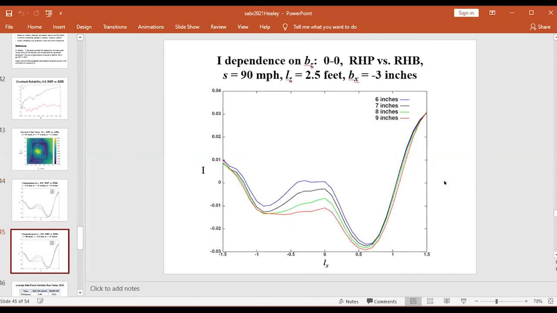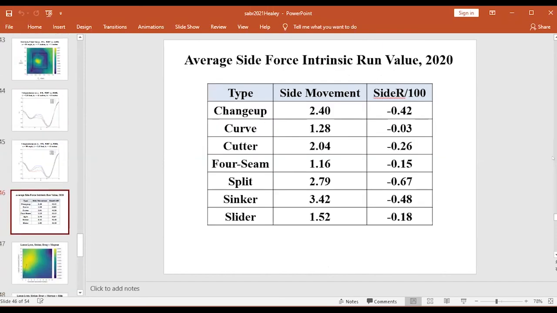Okay, here we're fixing everything except vertical movement and horizontal location. So we can see the exact value of every additional inch of vertical movement. But for this side force, what we're interested in is how much value we get from the additional movement on the pitch from the side force. So we've got the different pitch types, and then this is the magnitude of the movement in inches, which we've already seen. And now in the third column, we're plotting the run value of the side force.